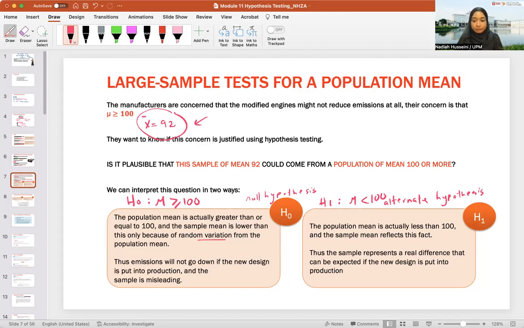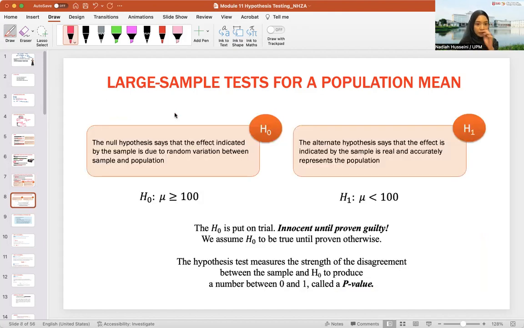Meaning to say, if I look at this sample, I know that, oh, the car has indeed reduced in gas emission. Okay, bear with me if you still don't see what null and alternate hypothesis is. So again, how do we differentiate which becomes the null and which becomes the alternate? So the null hypothesis says that the effect indicated by the sample is due to random variation or the anomaly between the sample and population, whereas the H1 or the alternate hypothesis says that the effect indicated by the sample is real, which means that it supports the sample that we get.